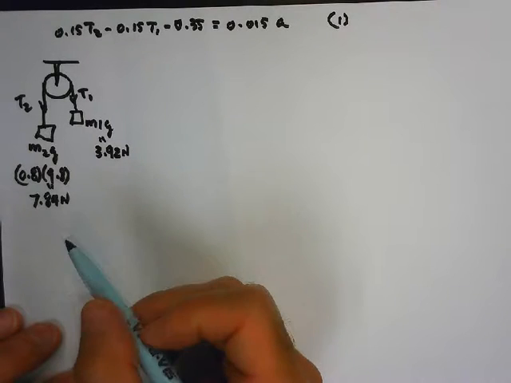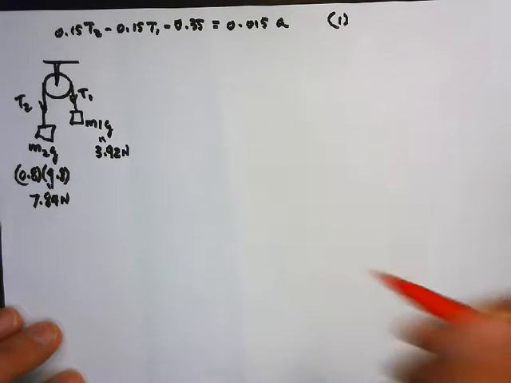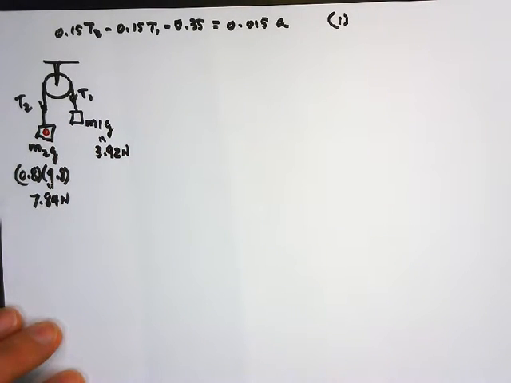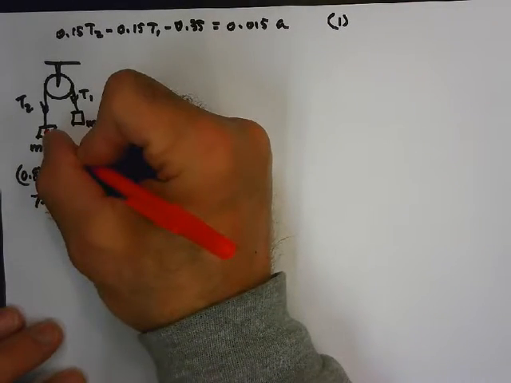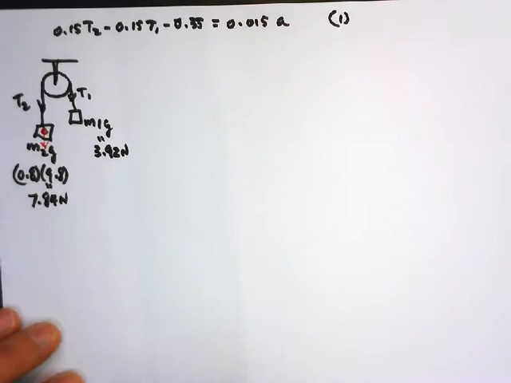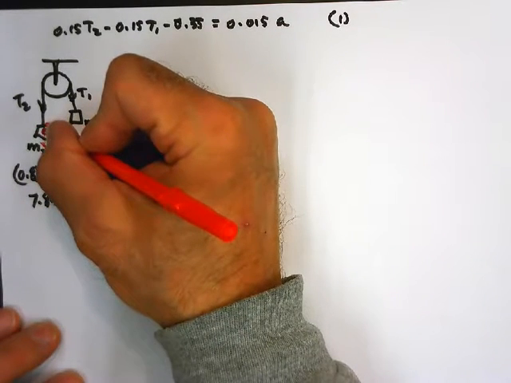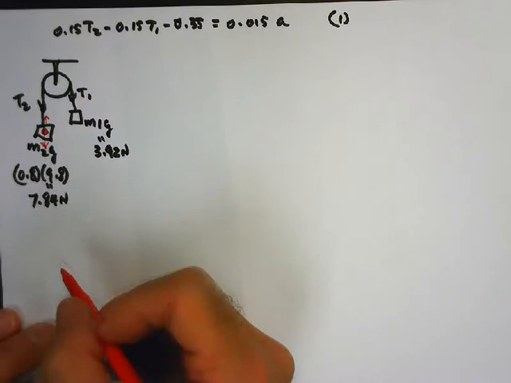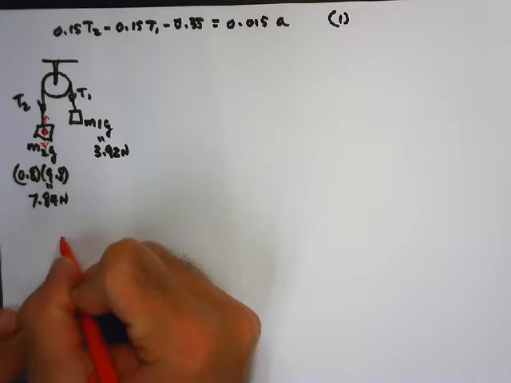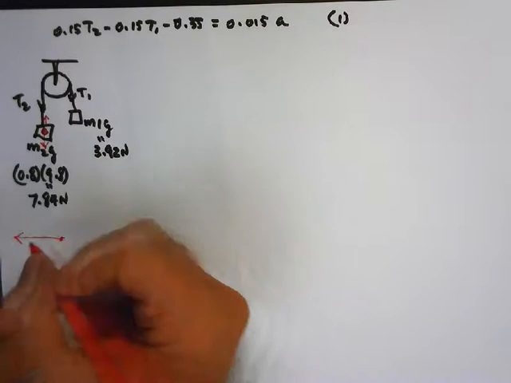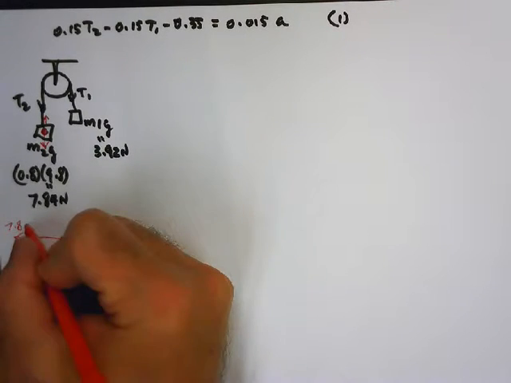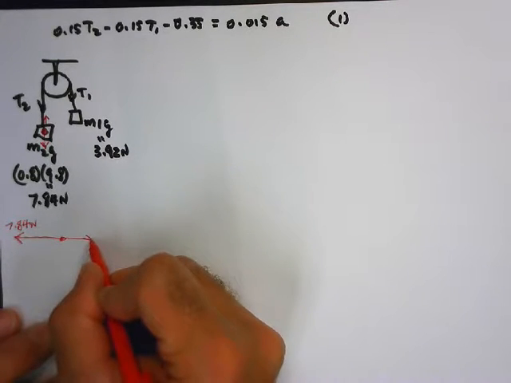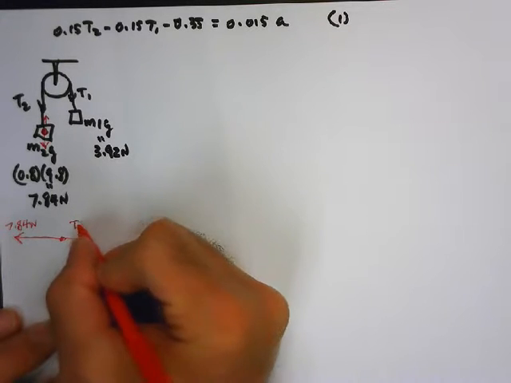Okay, so now let's draw a point object. Let's make this mass right here on the left be our point object, and we have our M2G pointing downward and our T2 pointing upward. I'm going to draw it bigger below here and just draw it sideways. This right here would be M2G, which is 7.84 newtons. And pulling the opposite direction would be T2, smaller. I'll just call that T2.